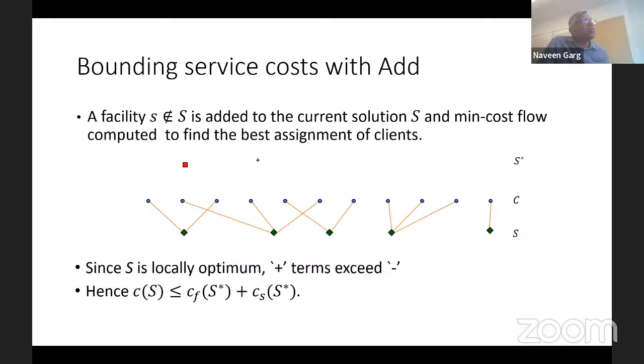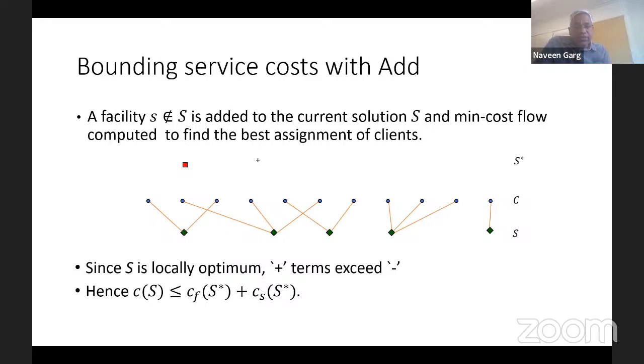Now remember, I could have considered this facility in my add operation. I did consider it, but it did not give me an improvement in the cost. And so I did not. It would not have given me an improvement in the cost, because if it did, then this solution S that I had was not a locally optimum solution.